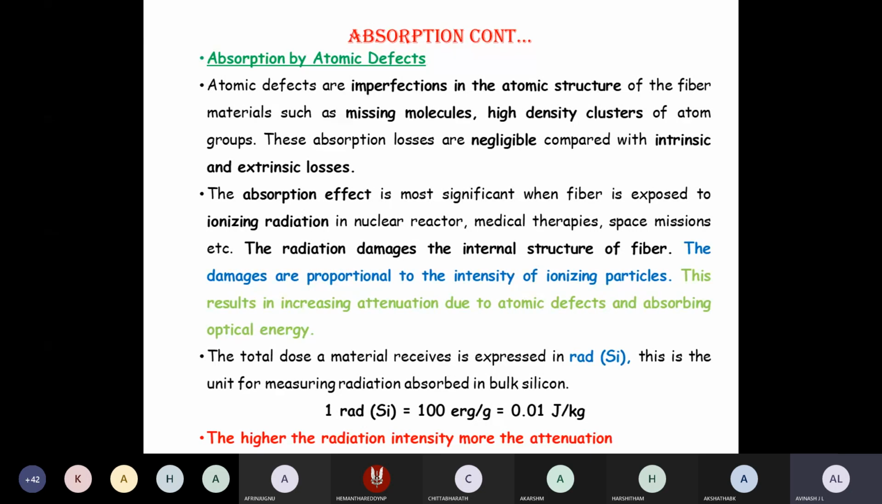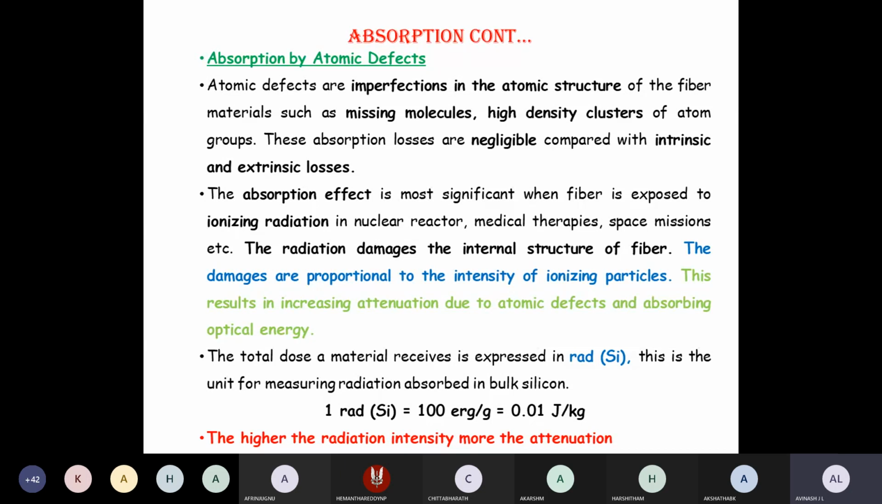So these losses are negligible. Why? Because this happens very rarely, and even if it happens, it will not have that much effect, because it's the purest form. So missing molecules and high density clusters are not a big issue. I can say that these absorption losses are negligible when compared to intrinsic and extrinsic losses. This will also cause some losses, but only a small amount. That is the meaning of absorption by atomic defects.